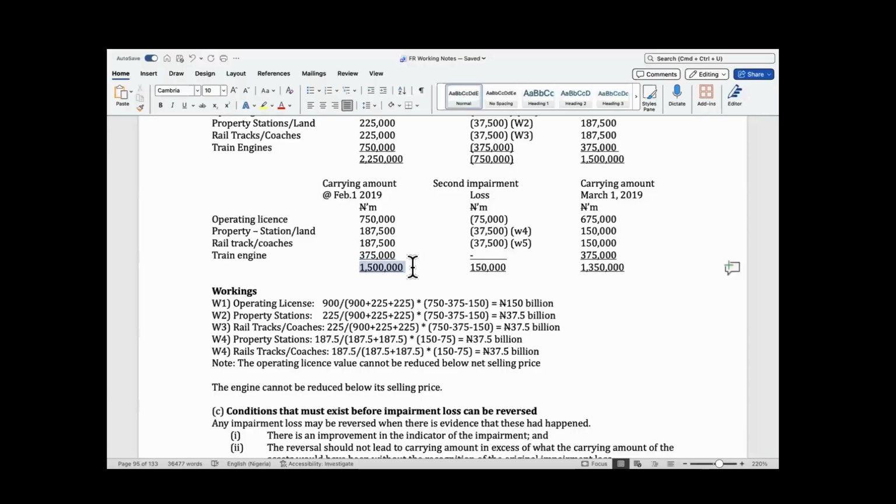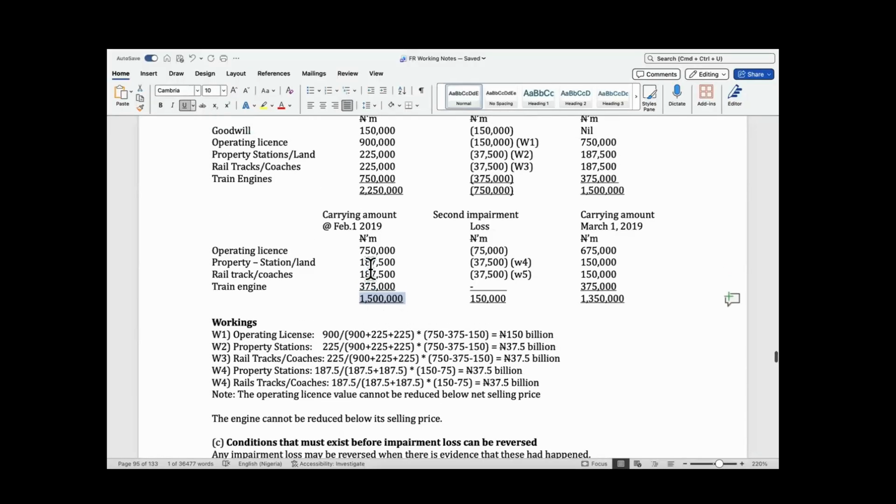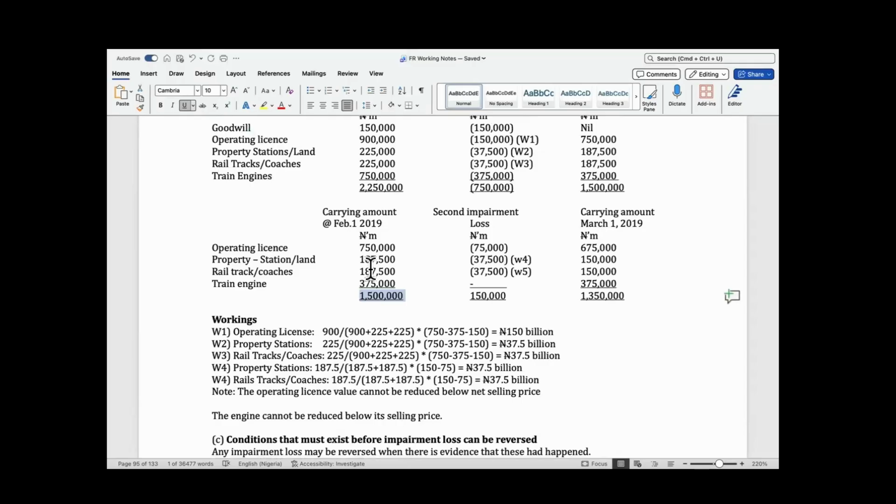The total impairment loss is 150 because the value fell from this to 1350. Now that 150, I need to allocate it in that same order. First, I need to allocate to damaged assets. In this case, we don't have any damaged assets in March. The second, I need to allocate to goodwill. We don't have goodwill. Then the third, I allocate to other assets on a pro rata basis.